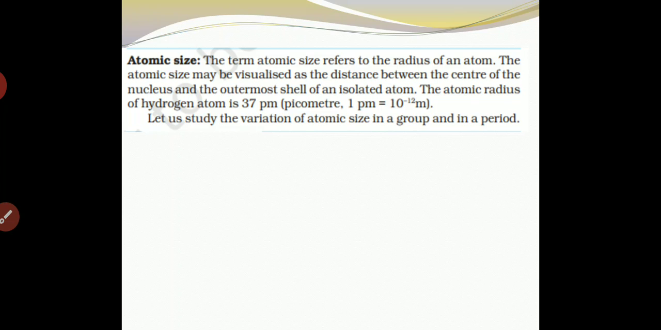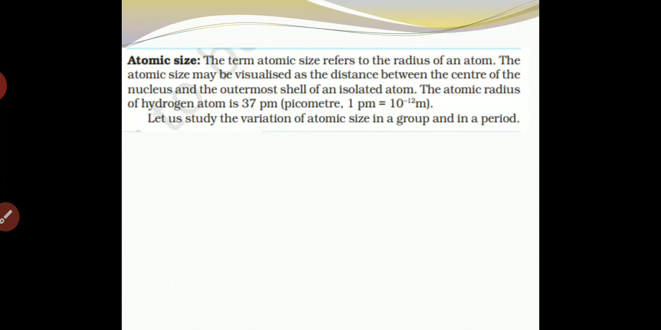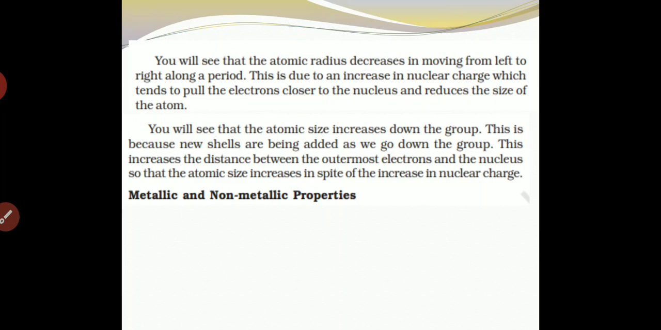The distance between these two is said to be the atomic size. The atomic radius of a hydrogen atom is 37 picometer. pm stands for picometer, and 1 picometer is equal to 10 raised to minus 12 meter. Let us study the variation of atomic size in a group and in a period. You will see that the atomic radius decreases in moving from left to right. As we move from left to right, atomic radius decreases.